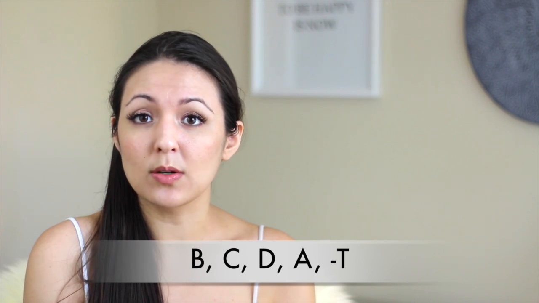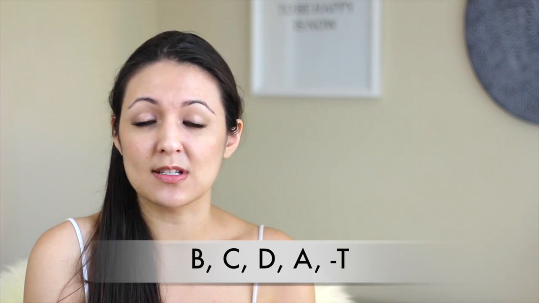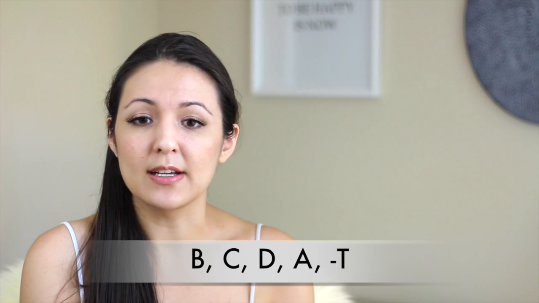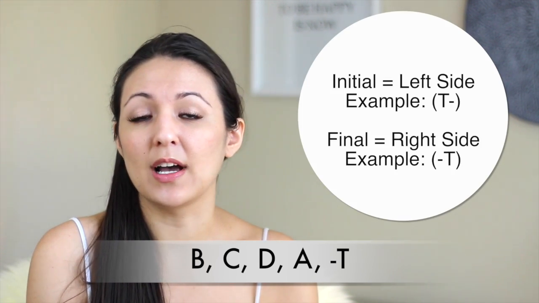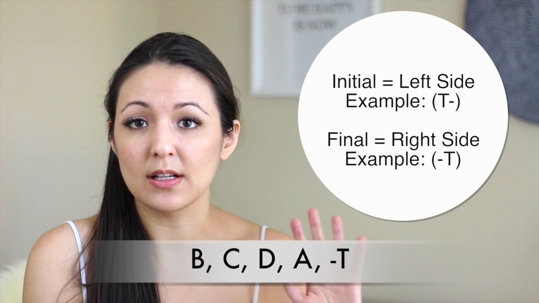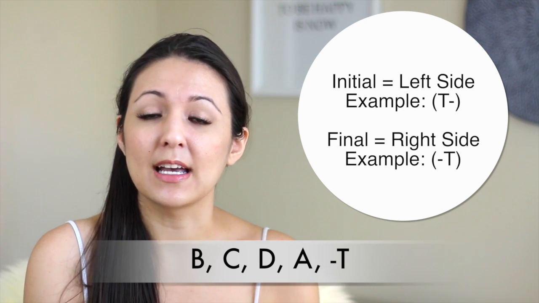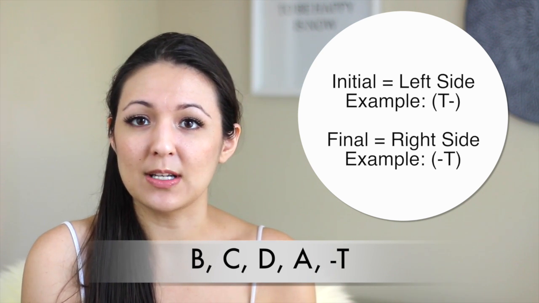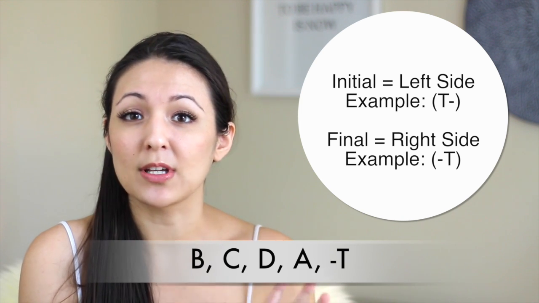There are only so many words you can write with those 5 letters, especially since initial C is very rare. Whenever I say initial, I am talking about the left side of the keyboard. When I say final, I'm talking about the right side of the keyboard. So we write left to right, but we hit all the keys down at once.